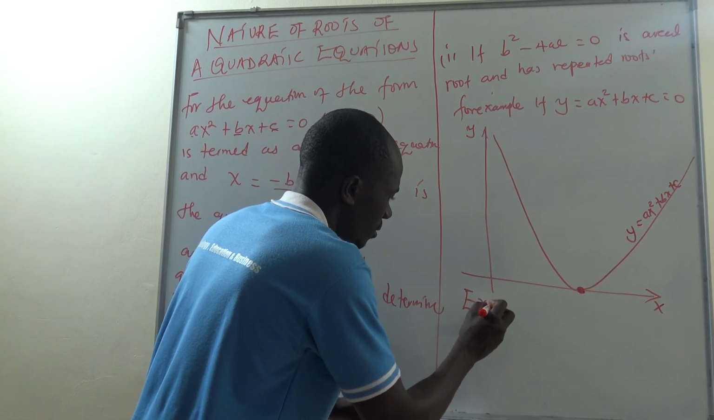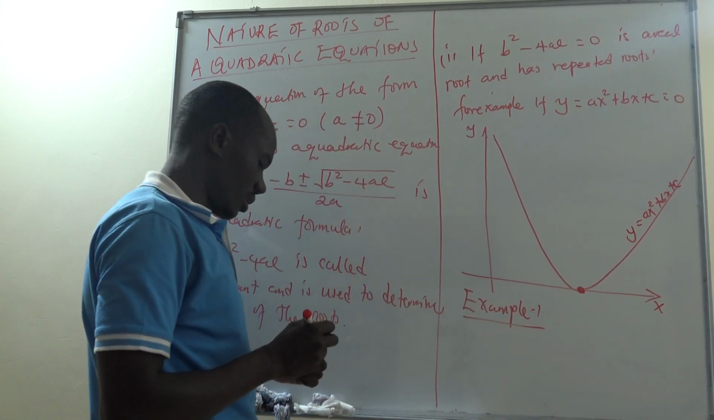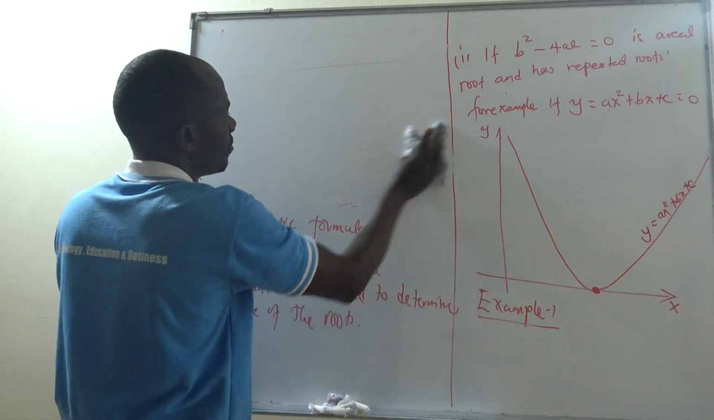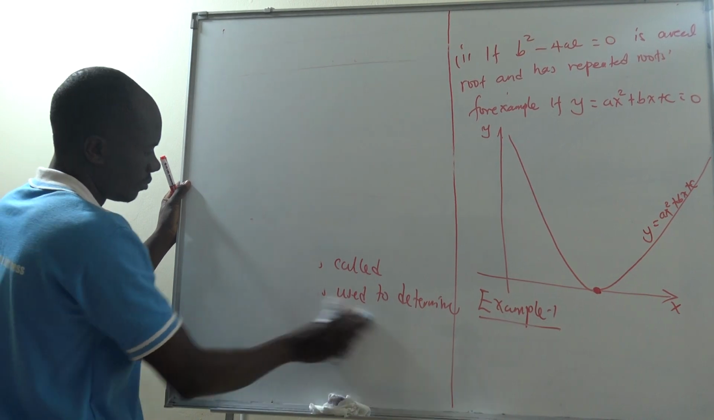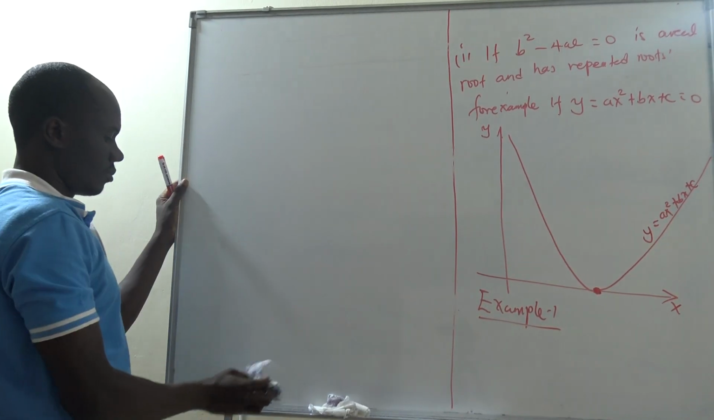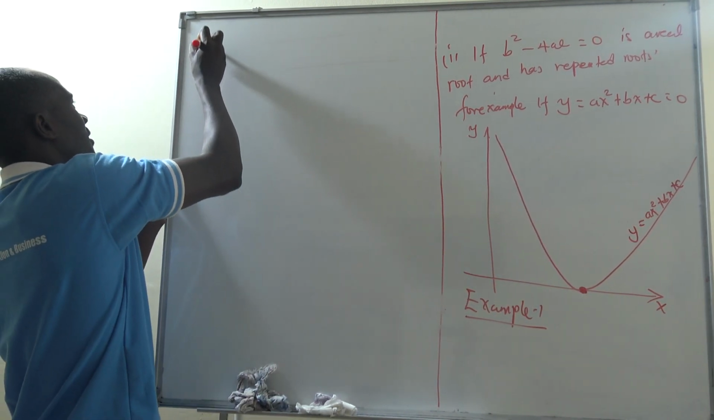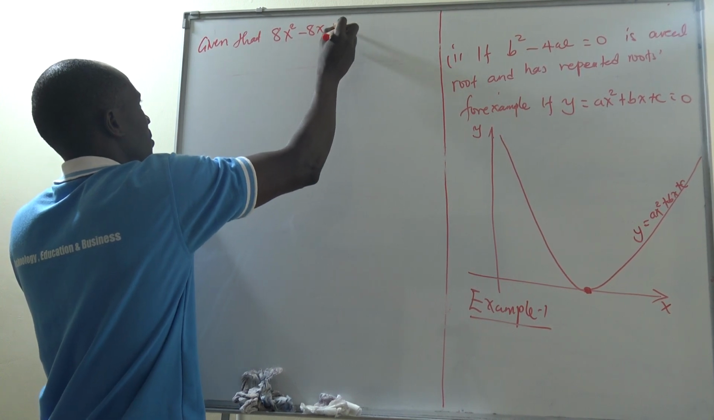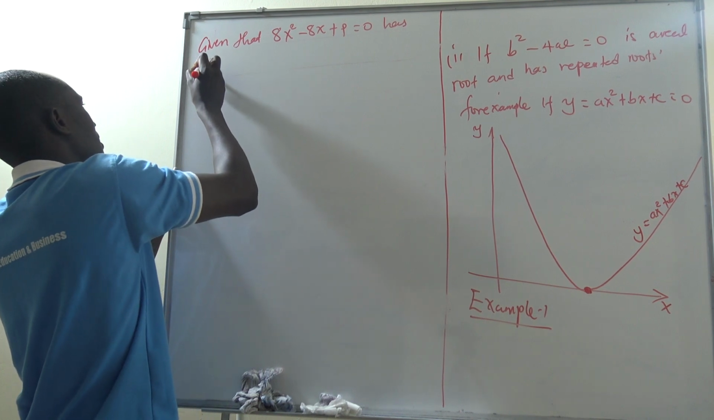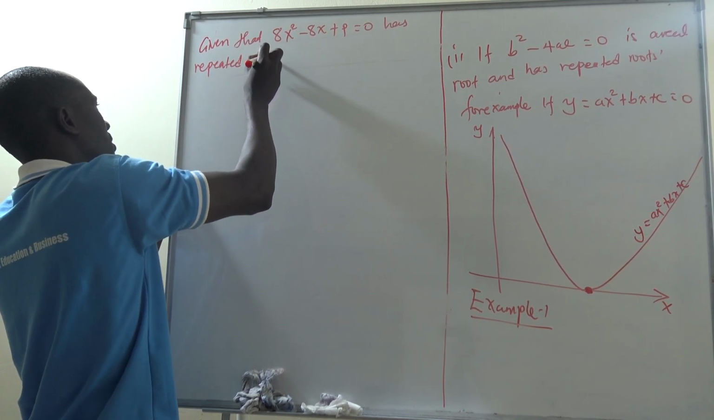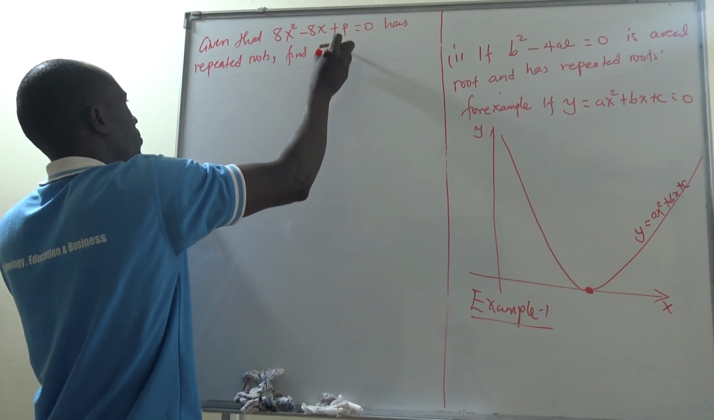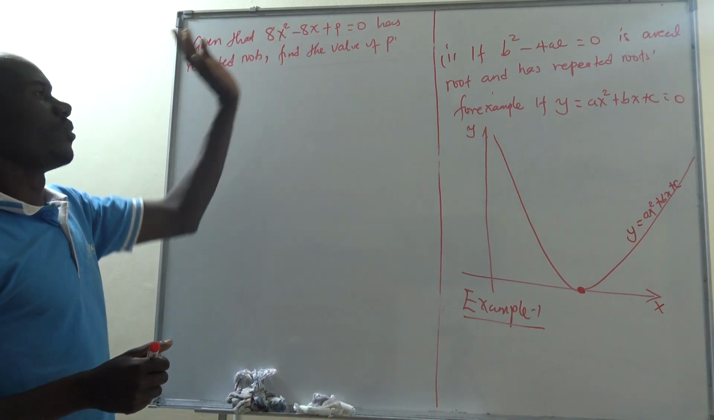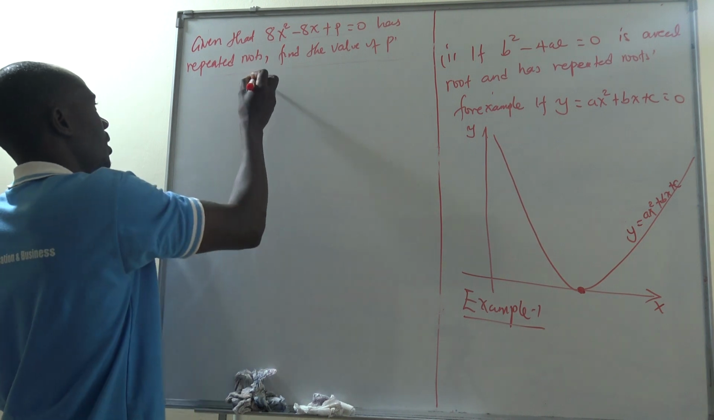For example, example 1. Given that 8x squared minus 8x plus p equals 0 has repeated roots, find the value of p. So if a question comes in that way, what you do, you can see that what you have is already a quadratic equation. Let's look at the solution.